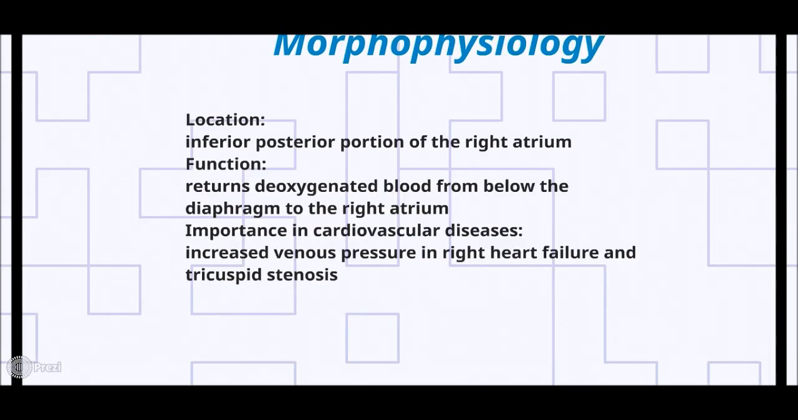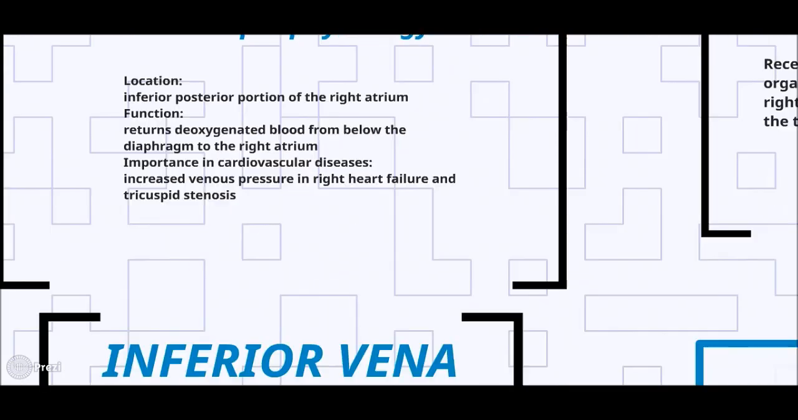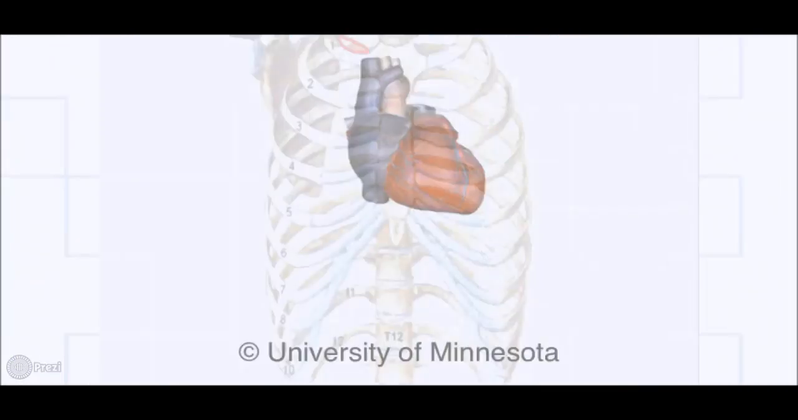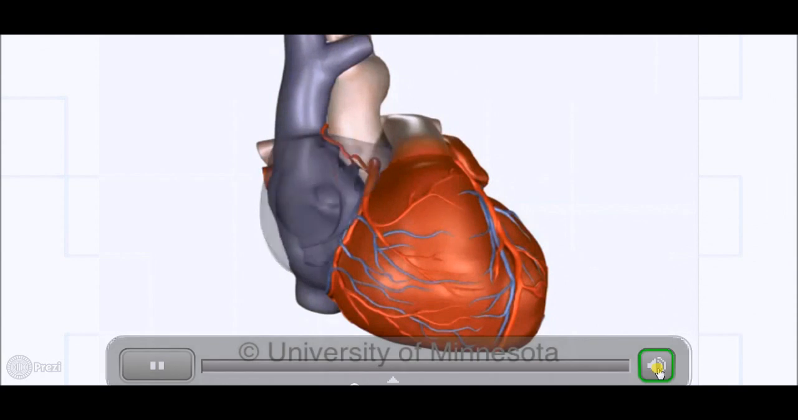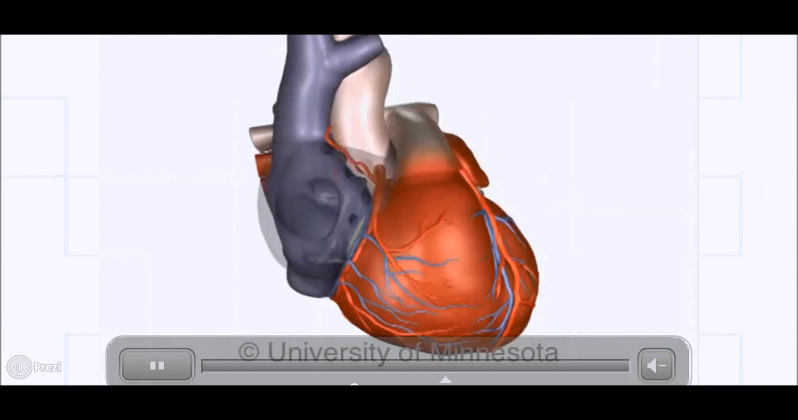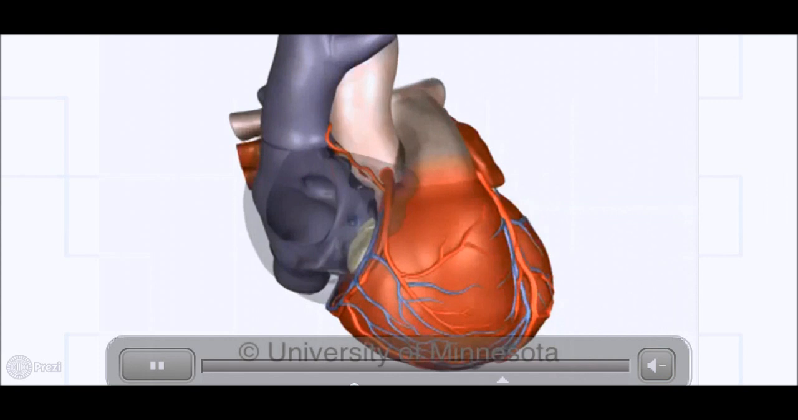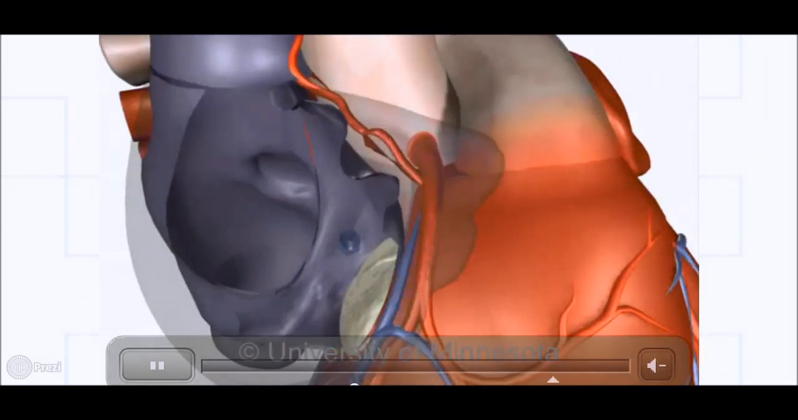In the heart, it's located in the posterior inferior portion of the right atrium. Its function is to return deoxygenated blood from below the diaphragm. Here we can see the arrival of the inferior vena cava to the posterior inferior portion of the right atrium in the heart. It's called ostium.